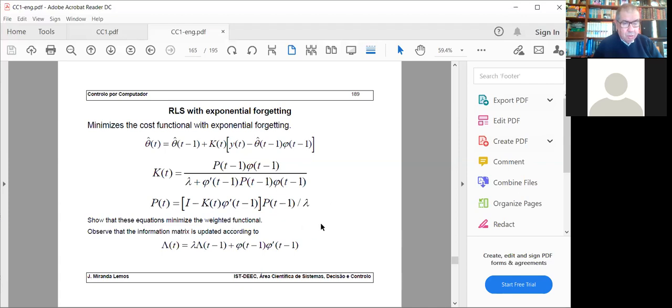So what is happening here? You are giving less importance to the past because of the forgetting terms in the weights, and this causes K to increase. So the algorithm is more sensitive to the most recent points.